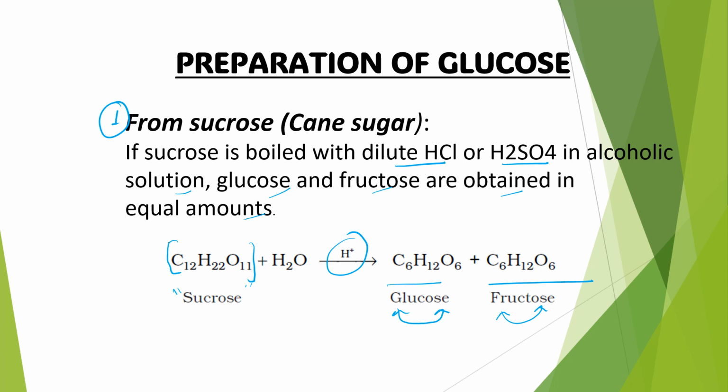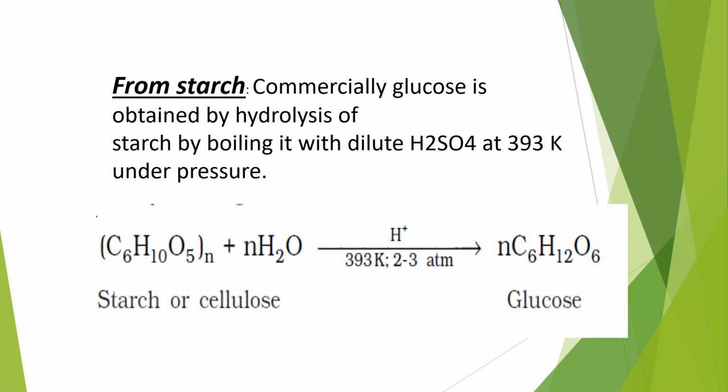Next is the preparation from starch. This is the commercial preparation of glucose. In this method, glucose is obtained by hydrolysis of starch by boiling it with dilute H2SO4 at 393 Kelvin under pressure. Pressure is around 2 to 3 atm. (C6H10O5)n is starch or cellulose. It undergoes hydrolysis in presence of water and n molecules of glucose are formed.